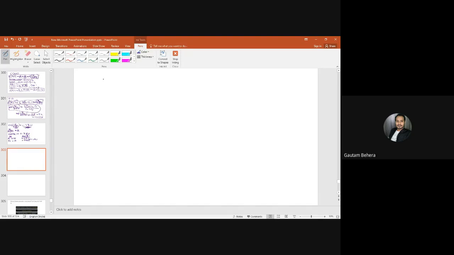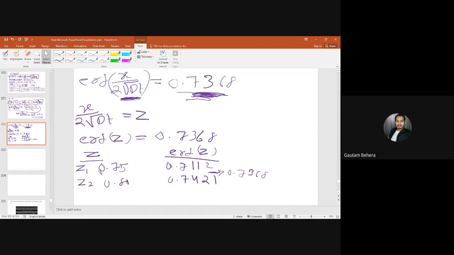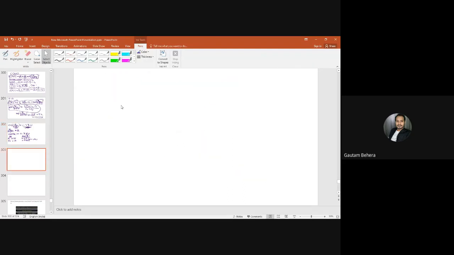So you understand the situation here. Z is given, error function of z is given, right? We have to find out for what value of z we have this error function value. This value is lying in between these two values, z1 and z2, and the error function of z1 and z2. So how do we find this? We have to draw a plot.